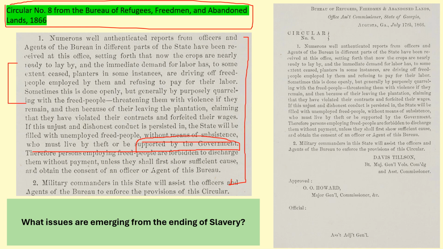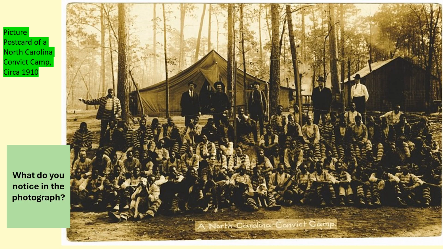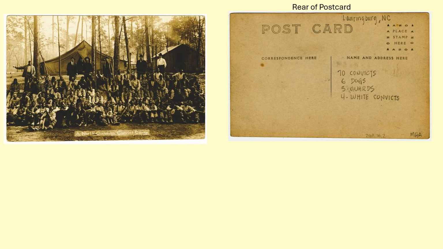So what I want you to do is just analyze that document and try to figure out the significance of this particular source. We have another required source here. And what I want you to do is figure out what you notice in this photograph. The description is here. So we're looking at convicts in a camp for the year 1910. You might want to focus on the people in charge, the racial makeup of all of the people, and anything else that you see.